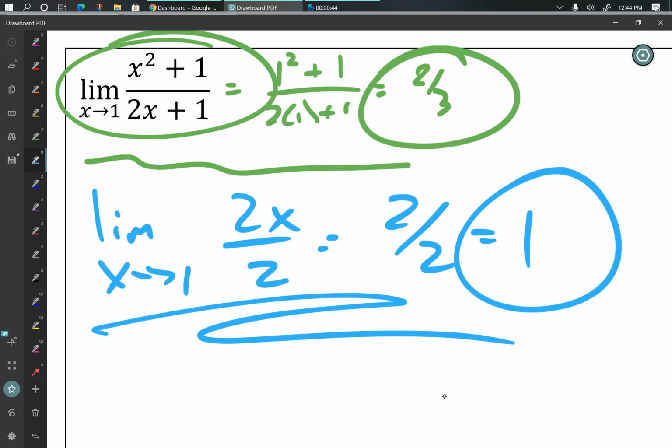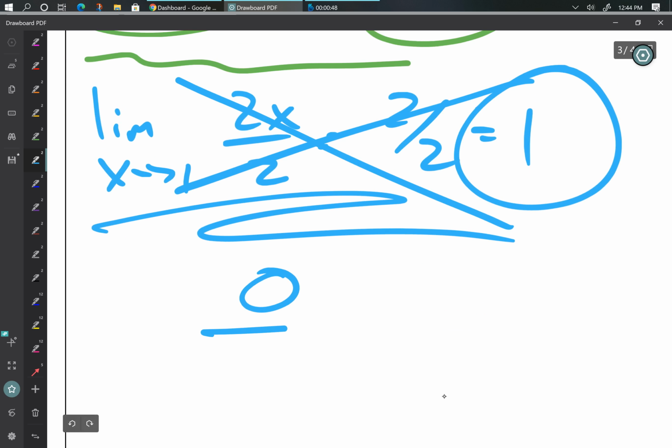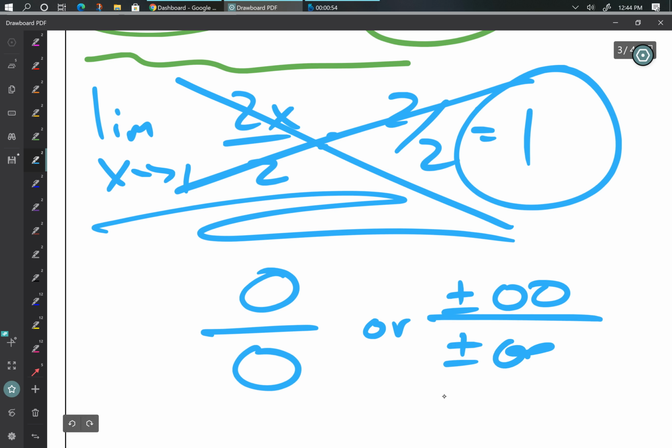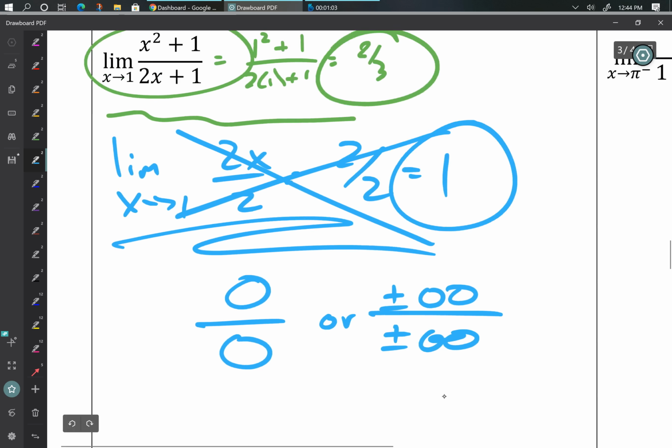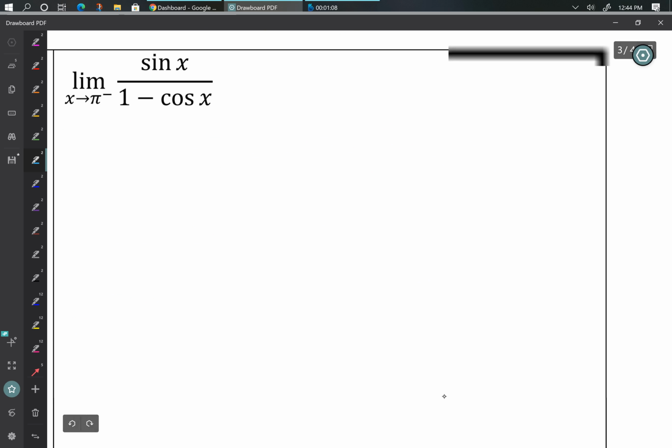Okay. Remember, we only use L'Hopital's rule for 0 over 0 or plus or minus infinity over plus or minus infinity. You can apply L'Hopital's rule incorrectly to a lot of things, and you can get wrong answers all day long. So be careful. Always check. Does L'Hopital's rule work for one-sided limits? Most definitely it does, but let's make sure we need it first.